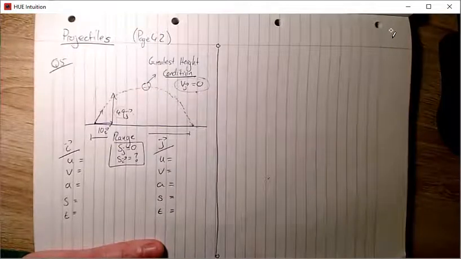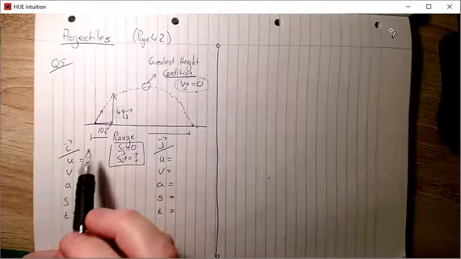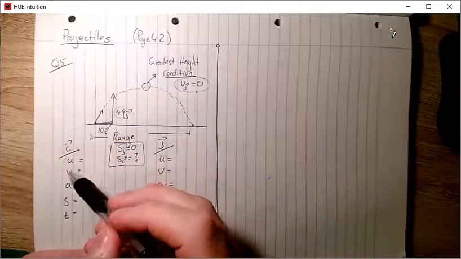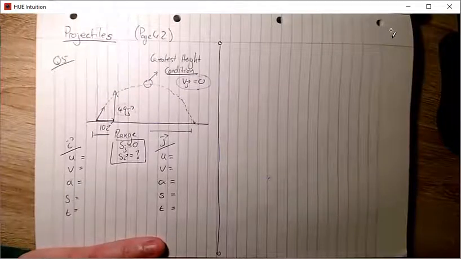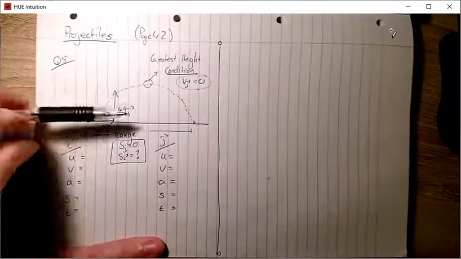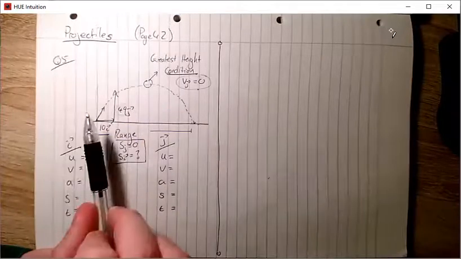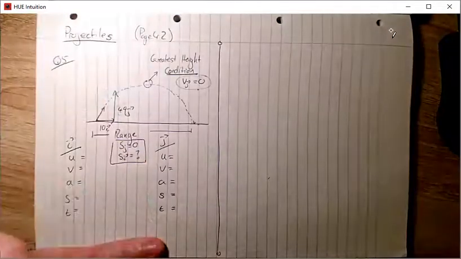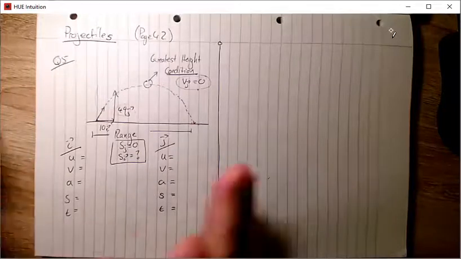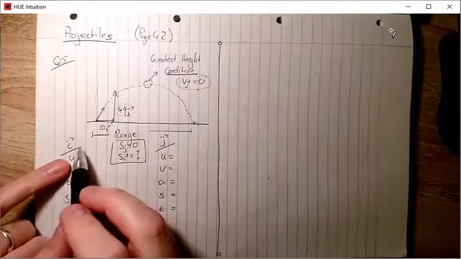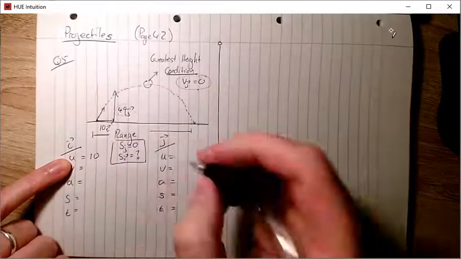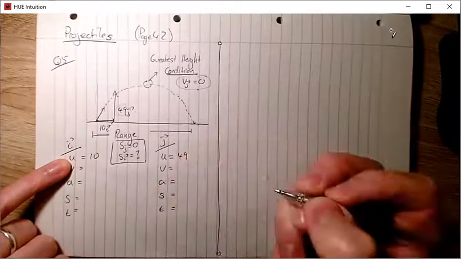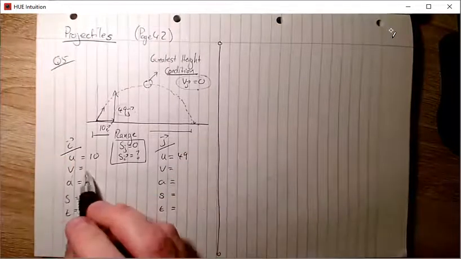Now, setting these questions up, we look at our usual UVAST that we've seen for linear motion, but now we do it twice. What we find is that motion in this direction is independent, it does not depend on motion in this direction. So we can treat them as two completely separate problems and then put them together at the end. So here we're told we start off moving across at 10 meters per second, and we start off moving upwards at 49 meters per second. The v's we'll talk about at a later point, that's changing the whole time.